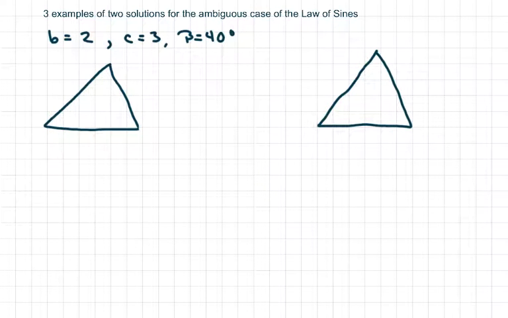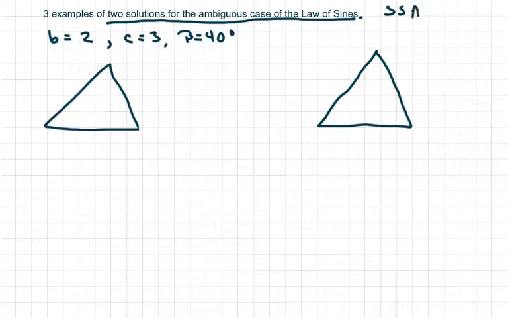Hey everyone, this is 3 examples of 2 solutions for the ambiguous case of the law of sines. These are the side-side-angle triangles. Basically what I'm going to do, like I did in the introduction video, is just draw 2 triangles when you see that it's a side-side-angle, meaning you have a side, side, angle here. Okay, and I'm going to write it in both triangles.